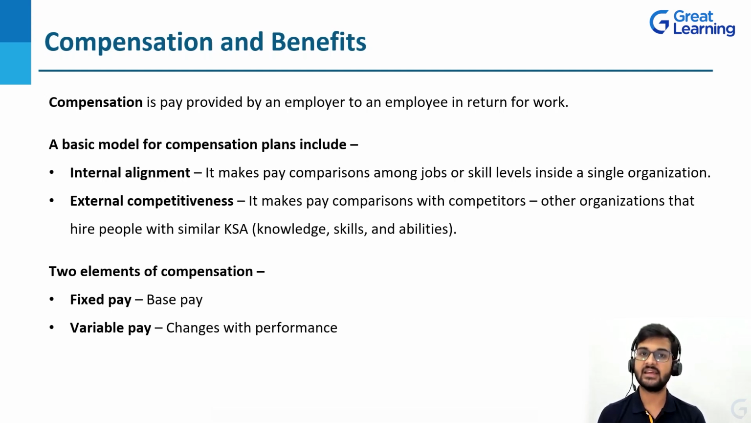Based upon these two things, that is internal alignment as well as external competitiveness, we decide the actual compensation. Then there are two elements of compensation, as written at the end: one is fixed pay and one is variable pay. Fixed pay is your base pay, and variable pay is something which keeps on changing. Sometimes it's a part of your performance appraisal. If you're in the sales team, it depends upon the incentives as well. So there's always a base pay and there's always a variable pay.